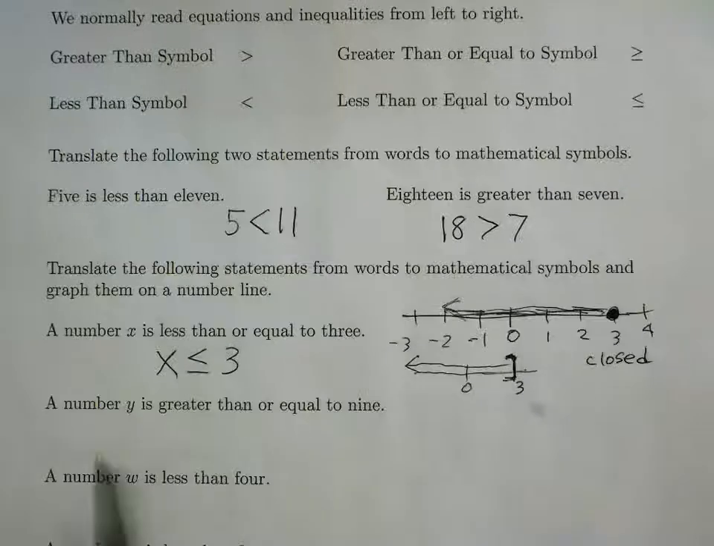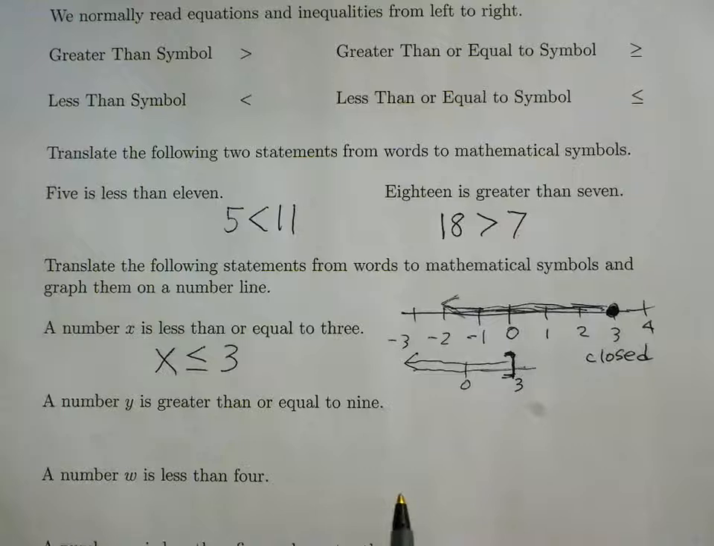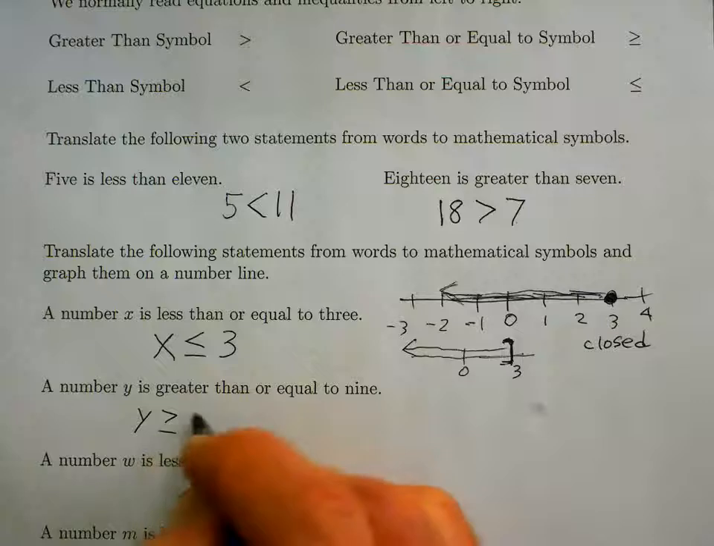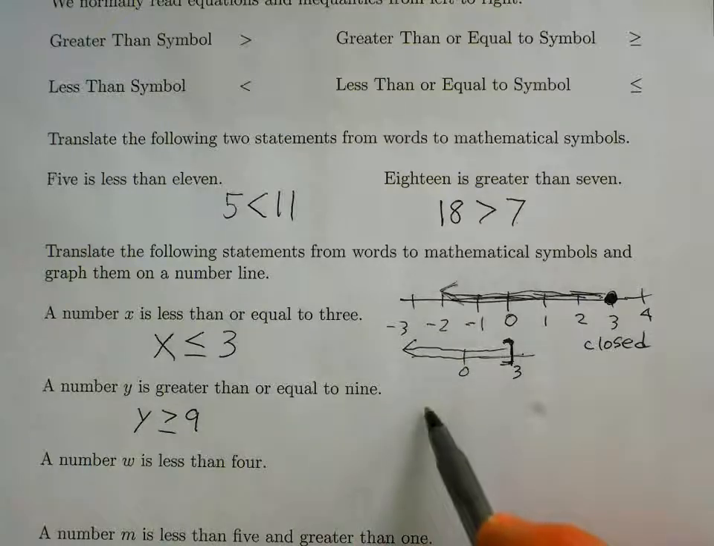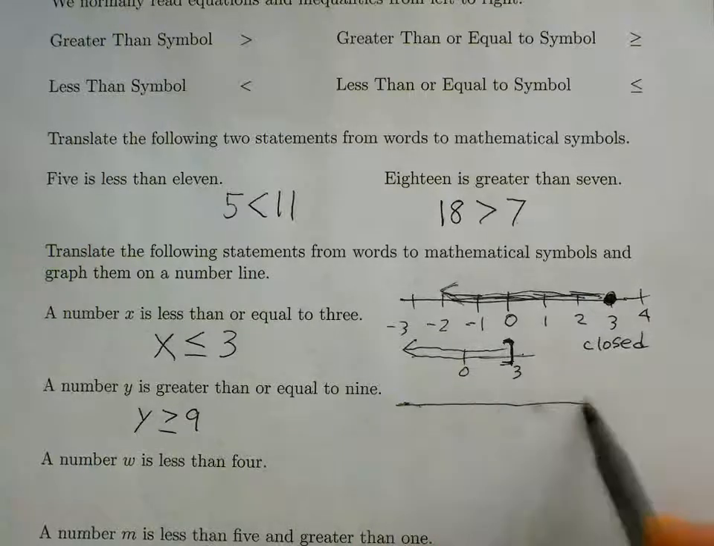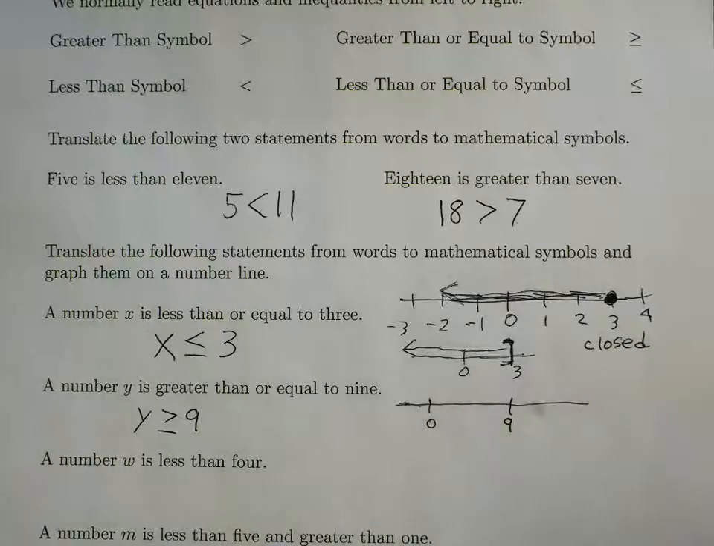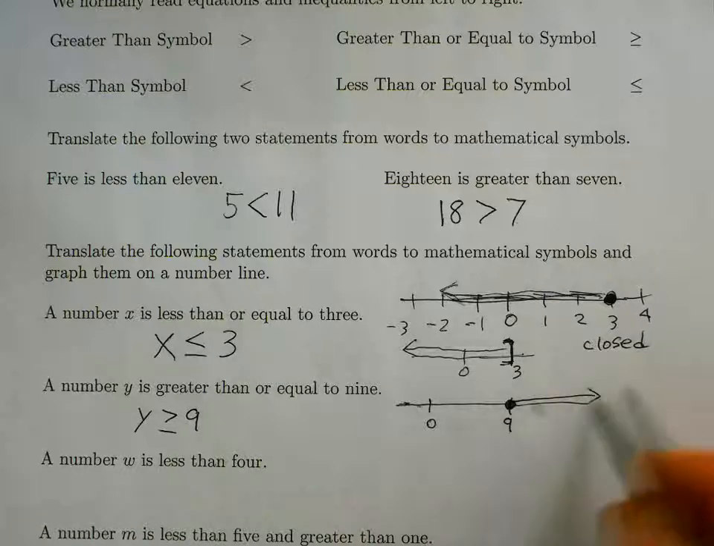Okay, and the next one, a number y is greater than or equal to 9. So in mathematical symbols, y is greater than or equal to 9. And then on the number line, so I'll just put 0 here and I'll put 9 here. If y is greater than or equal to 9, then y could be at 9 or to the right of 9 on the number line.